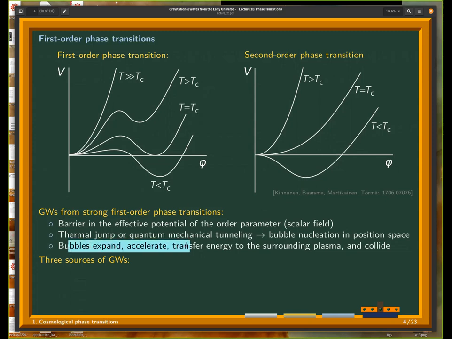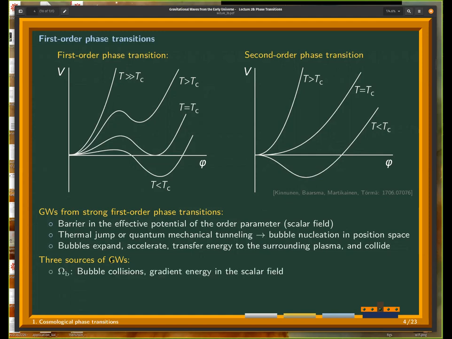These effects that can lead to the generation of gravitational waves simply do not take place. Okay, so now in the following, I want to focus on strong first order phase transitions. And in this case, we actually have three different types of sources for gravitational waves.